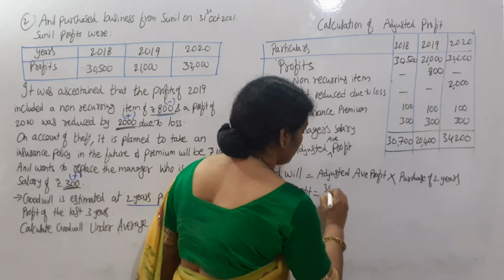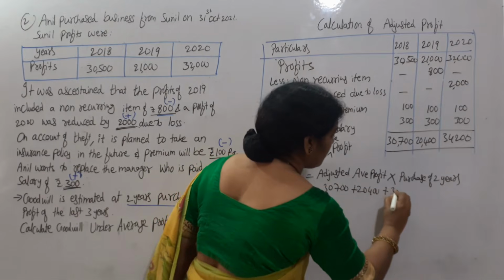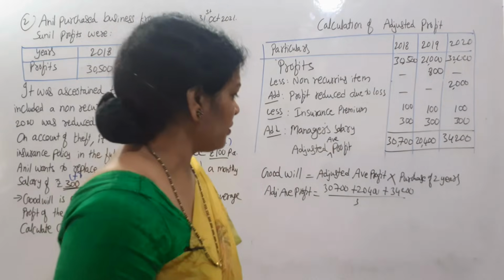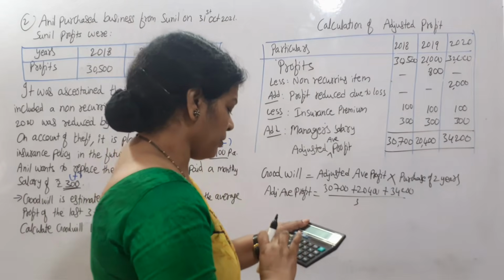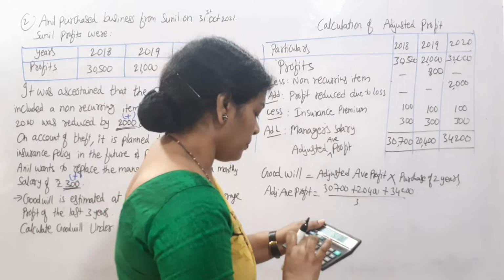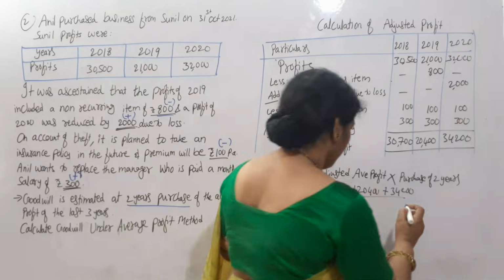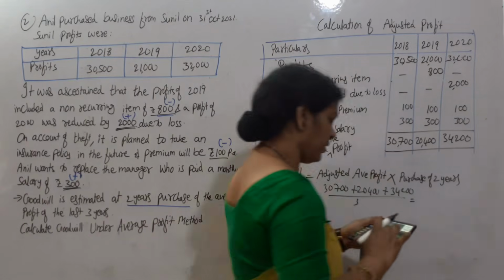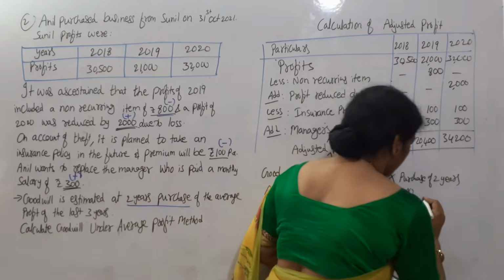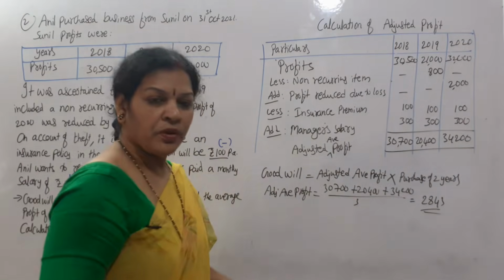How do you get it? 30,700 plus 20,400 plus 34,200, divided by 3. Once again, calculator. 30,700 plus 20,400 plus 34,200 is 85,300. Divided by 3, it is 28,433. So this is the adjusted average profit.